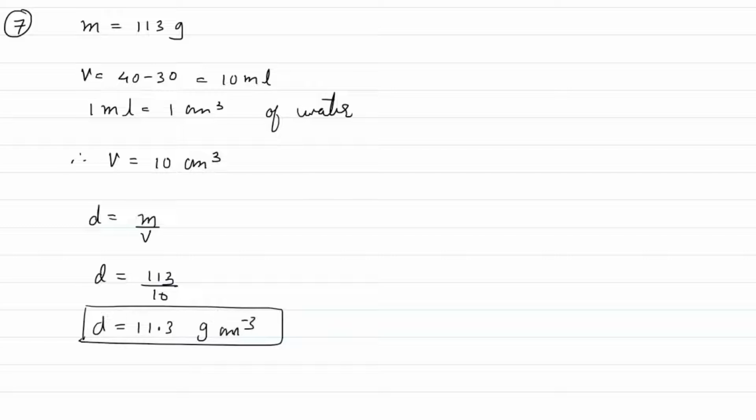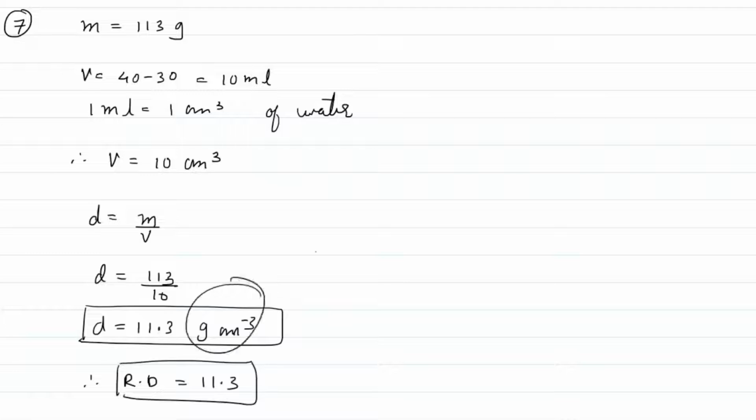And if you want to find the relative density, so relative density will be 11.3. Okay. So it is the CGS value without unit. That is relative density.